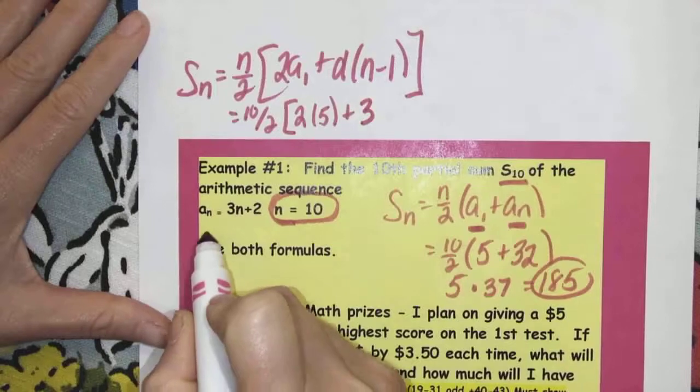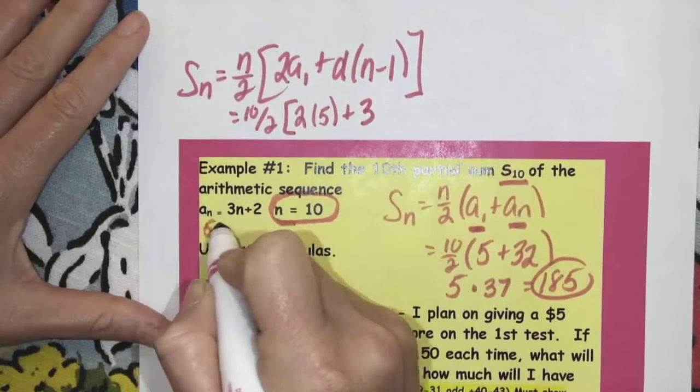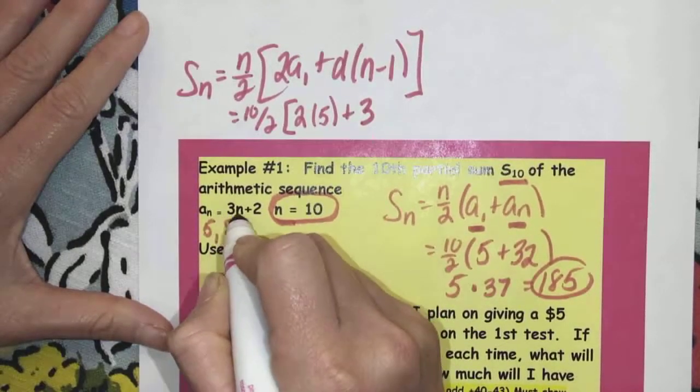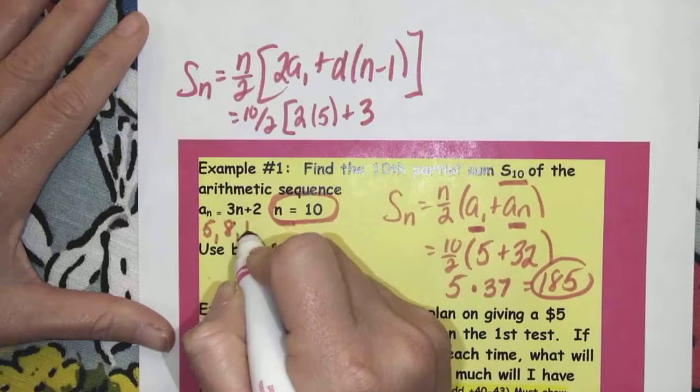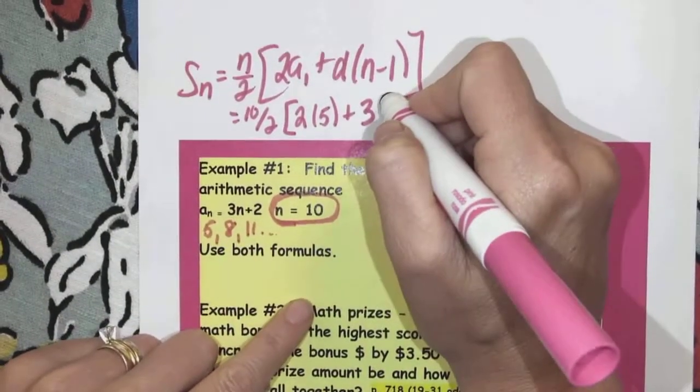If you don't believe me, you can start making a list of the numbers. If you plug in a 1, you get 5. If you plug in a 2, you get 8. If you plug in a 3, like 3 times 3 is 9, plus 2 is 11, you can see it goes up by 3. And let's go back up here.